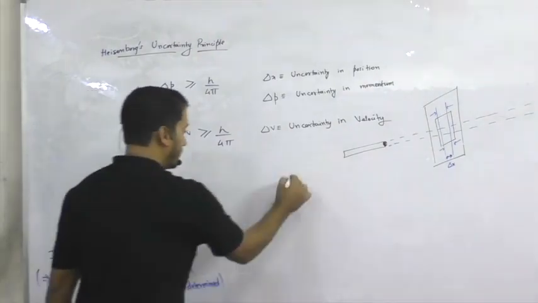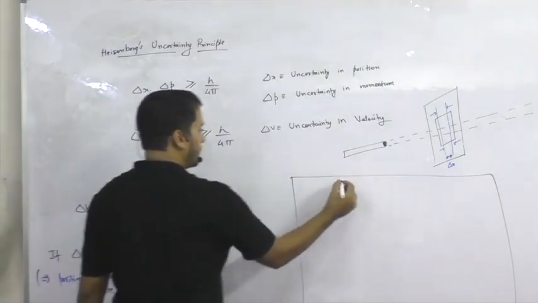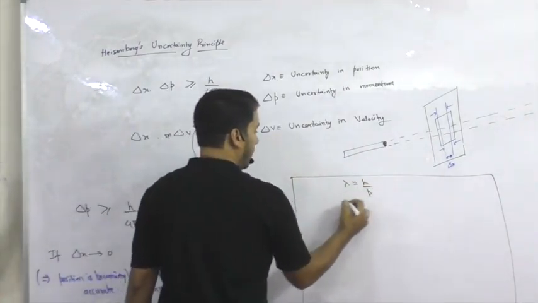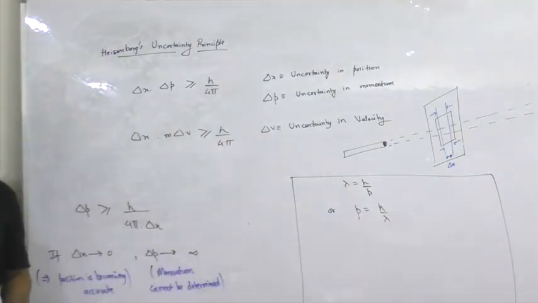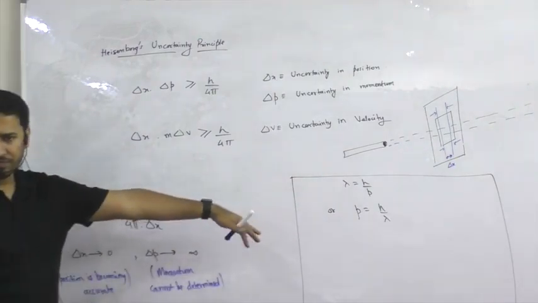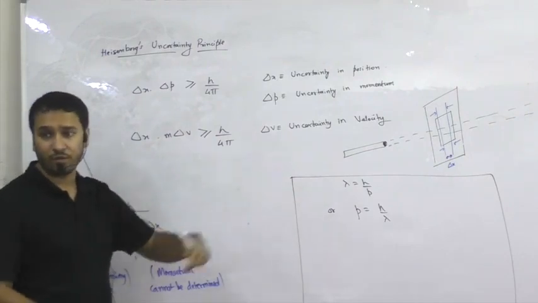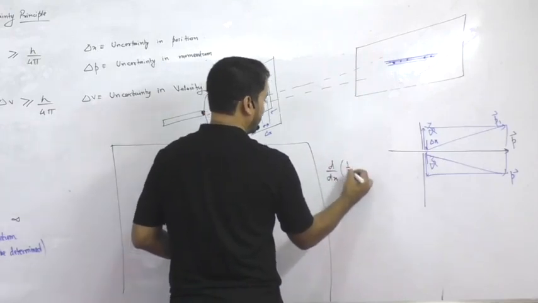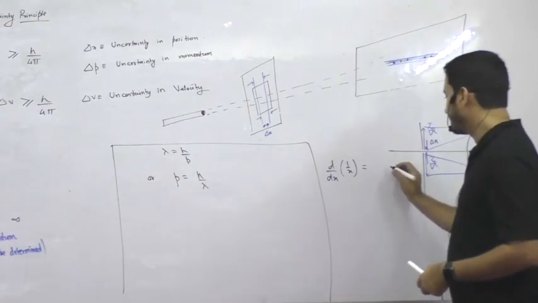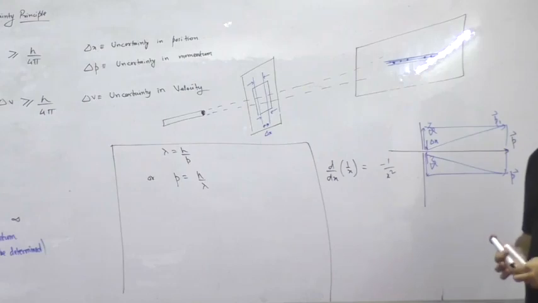Okay? And one quick short derivation. Now, even if you don't understand this derivation right now, it's fine. We know that lambda is equal to h by p, or I can say that p is equal to h by lambda. I differentiate both sides with respect to lambda. Now, you've not learned differentiation yet, but do you know the differentiation of 1 by lambda? What will be the differentiation of 1 by x with respect to x? What is d/dx of 1 by x?